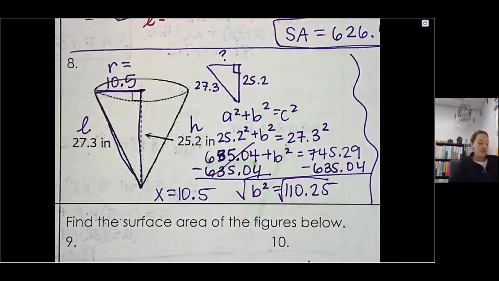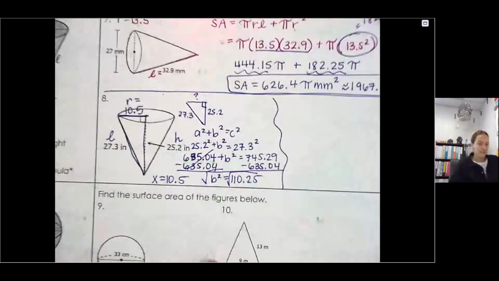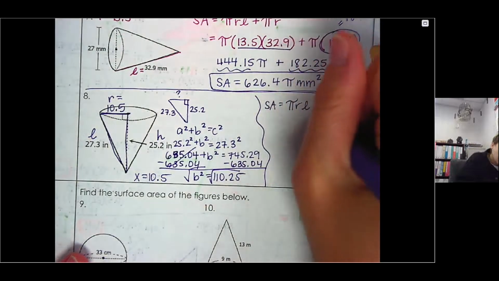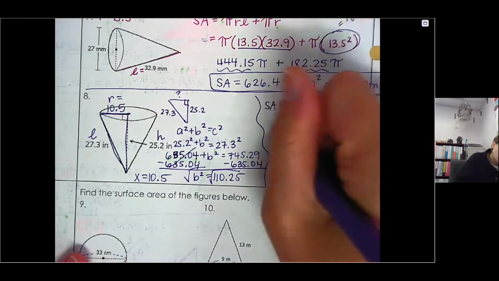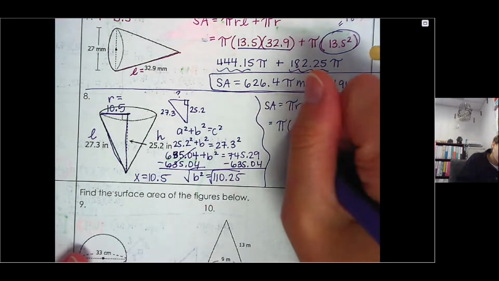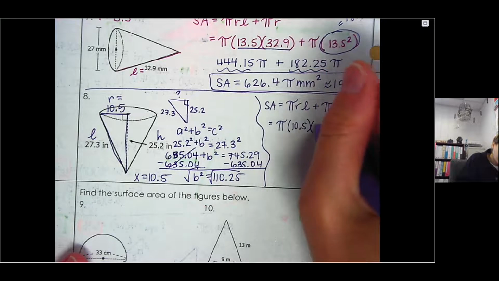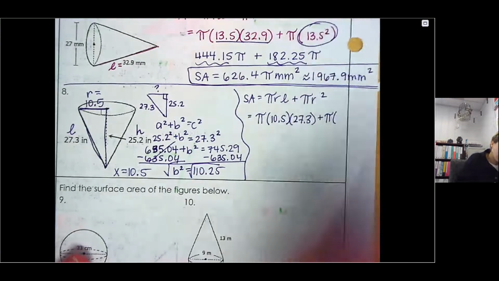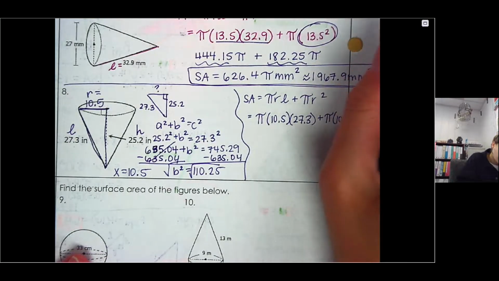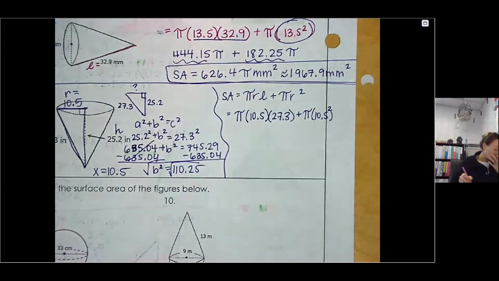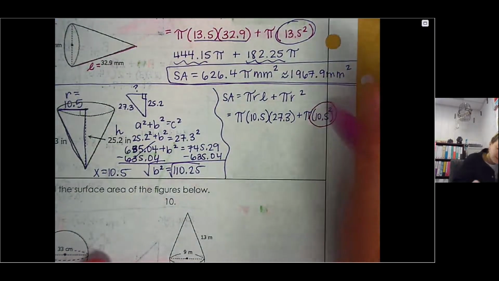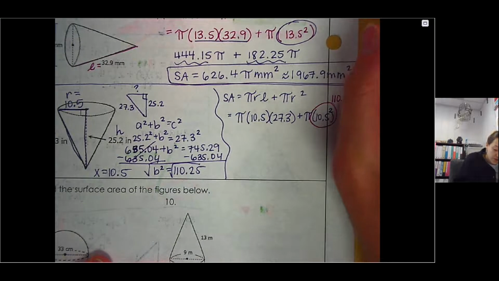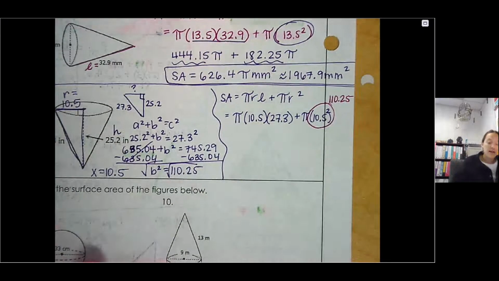So I did all that work. It's time to plug into the equation. So this area again is pi r l plus pi r squared. So that's pi times 10.5 times 27.3 plus pi times 10.5 squared. Again, you always want to make sure you do your exponents first. So 10.5 squared is 110.25.